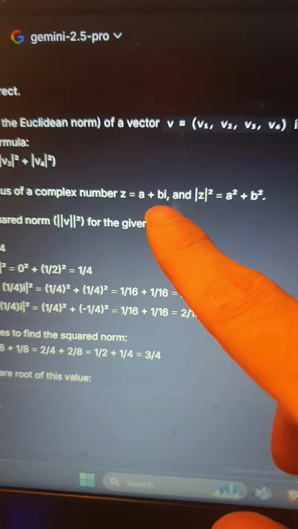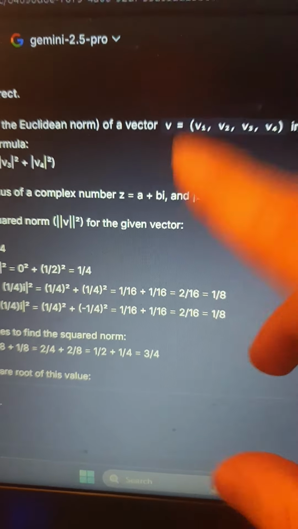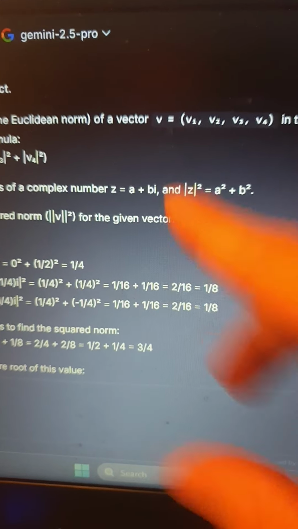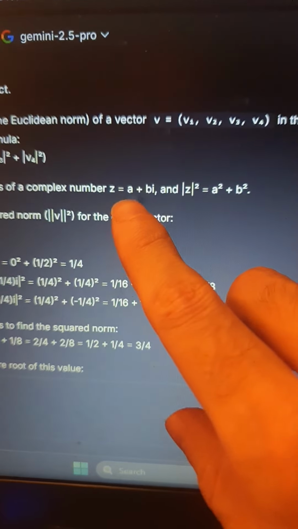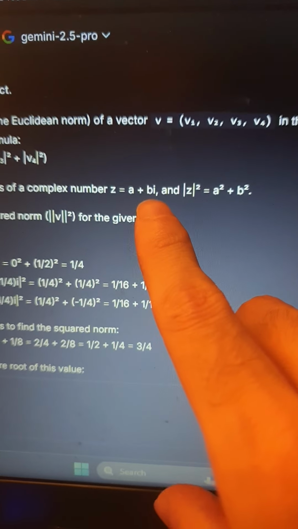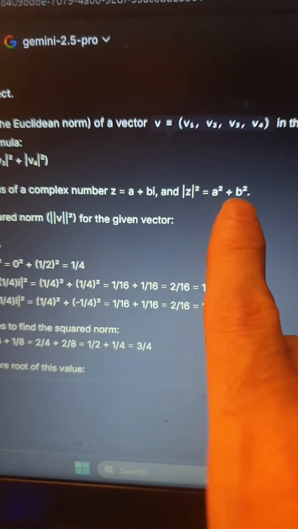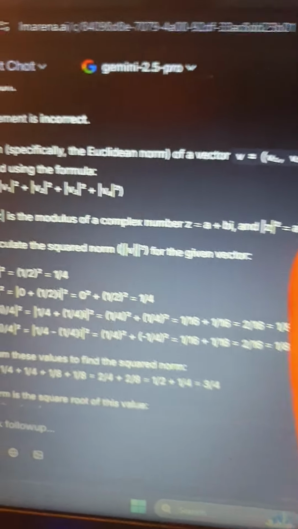when we are taking the norm squared of this number, we need to take the coefficient of the real part squared and the coefficient of the complex part squared. So let's see how it goes.